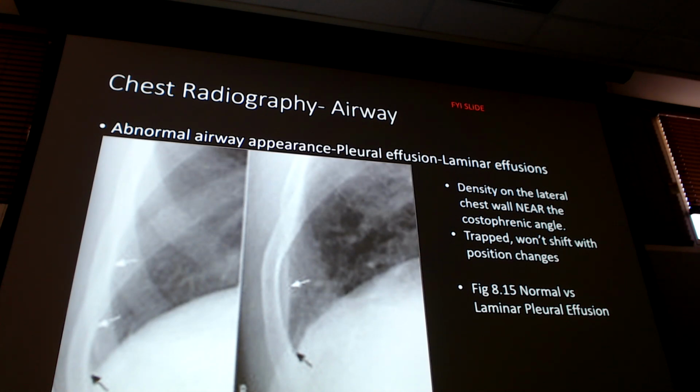Your cousin, the curly V lines, your laminar pleural effusions, FYI, can be there. That is a thing, still trapped as well. Won't change with position. The one with the two white arrows, and the black one is showing you the borders of the rib, and then you see your loculated or your laminar effusion right here. See, that's different, but not touching me on that one. It's just a pleural effusion.